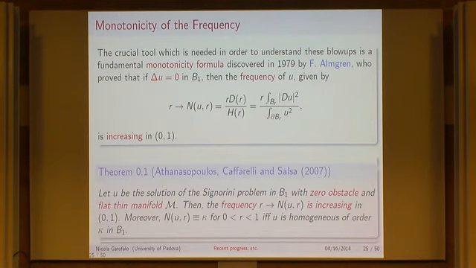So in 2007, Athanasopoulos, Caffarelli, and Salsa proved that this result of Almgren can be extended to a solution of the Signorini problem. Okay, so they made this observation that this monotonicity of the frequency continues to be valid for a solution of the Signorini problem, and moreover, which was the reason for which Almgren called it frequency, this function here is constantly equal to kappa if and only if u is homogeneous of degree kappa in B1.